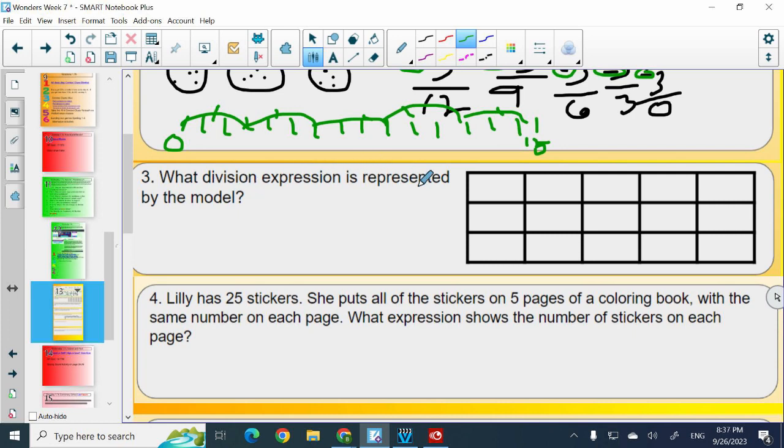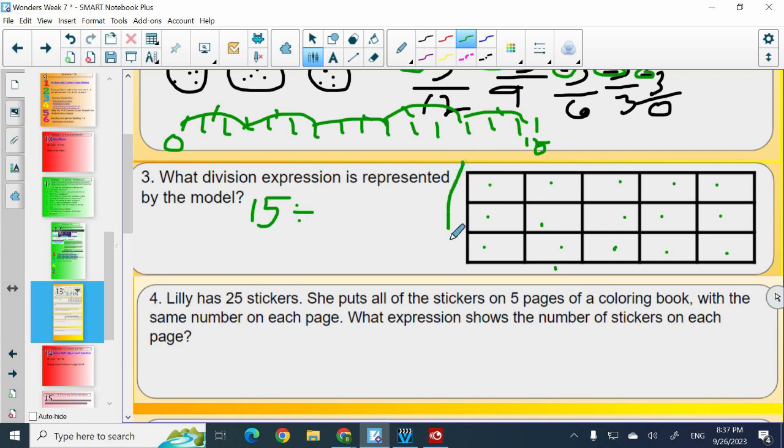What division equation is represented by this model? I'm going to go ahead and give you guys a minute to see if you can solve this. All right, hopefully it was paused. And it's real simple. All you had to do was count all of the squares. 1, 2, 3, 4, 5, 6, 7, 8, 9, 10, 11, 12, 13, 14, 15. So we know our first number is 15 in division, and we're going to say divide.